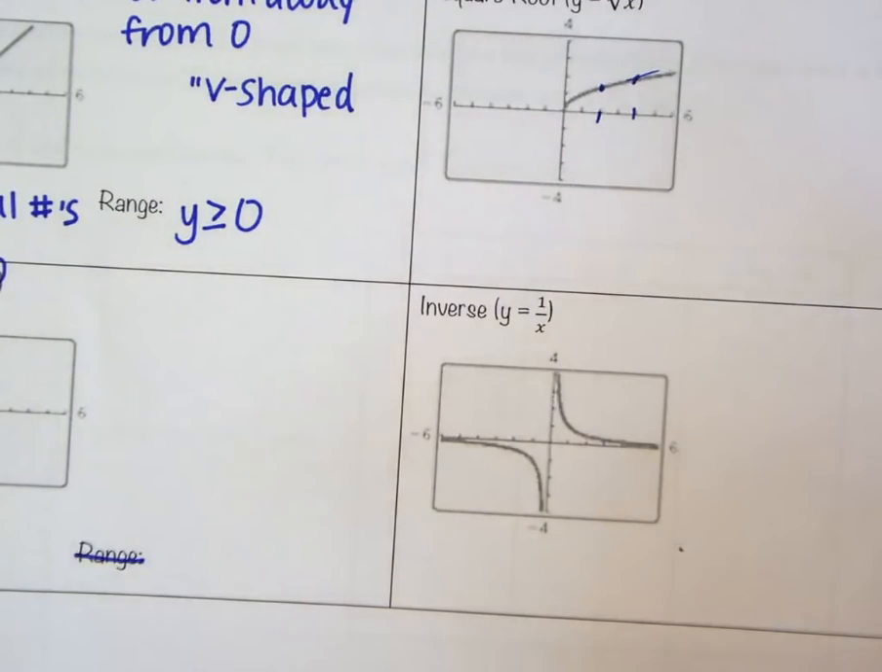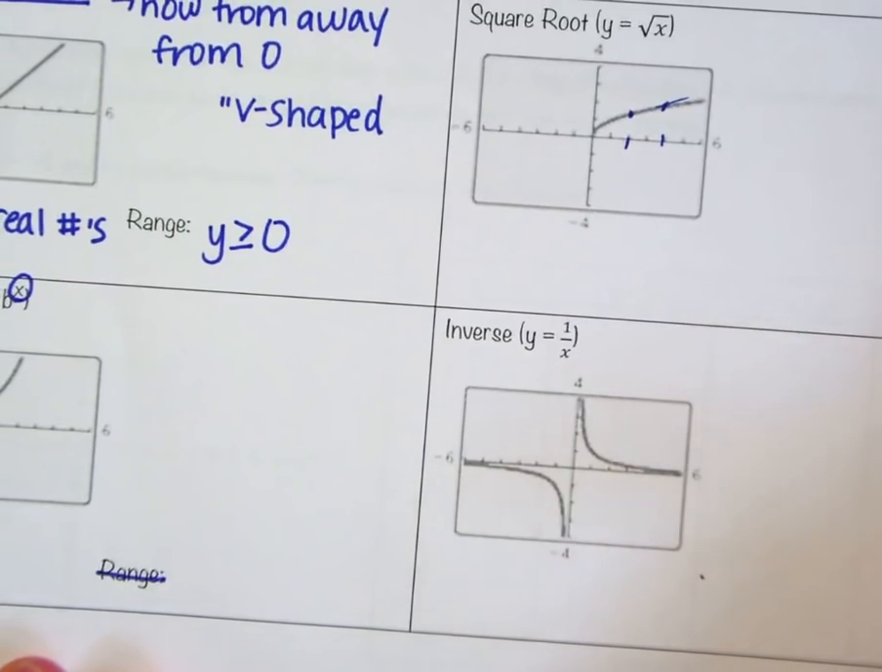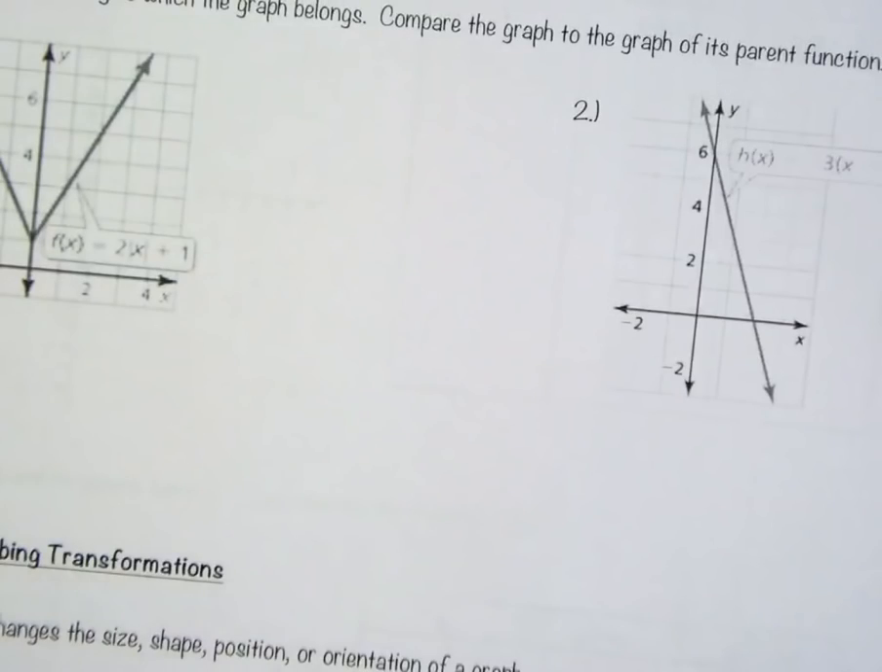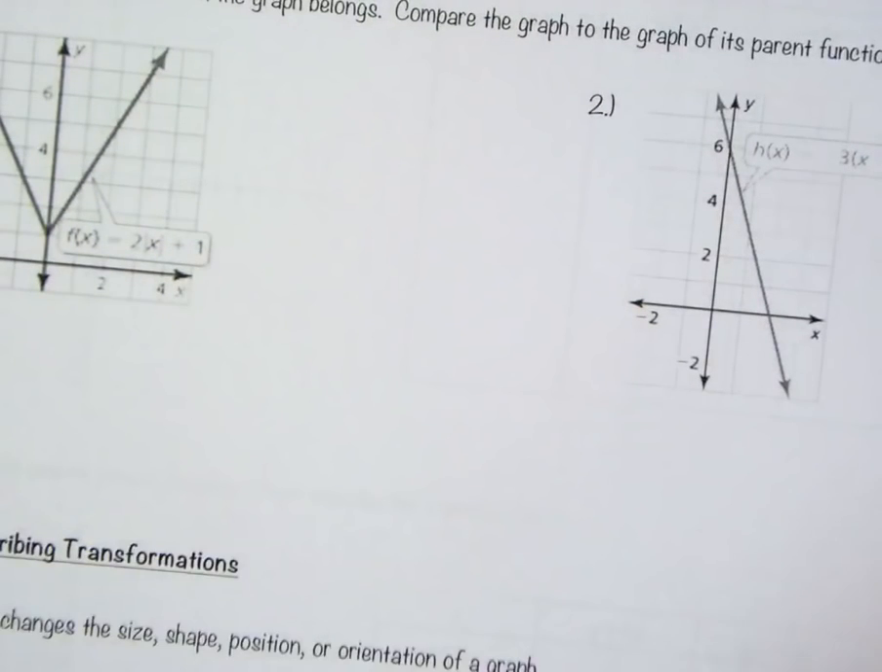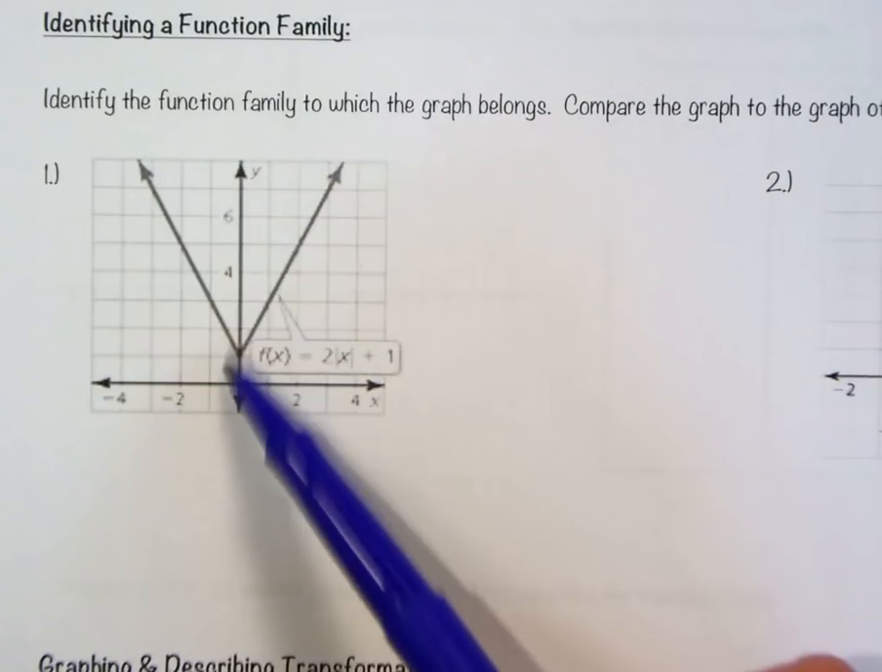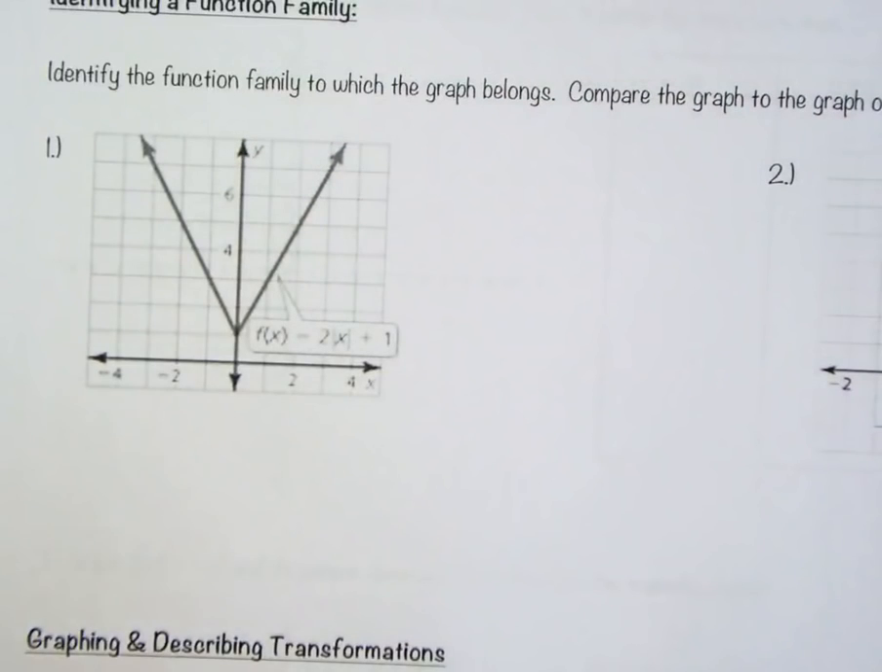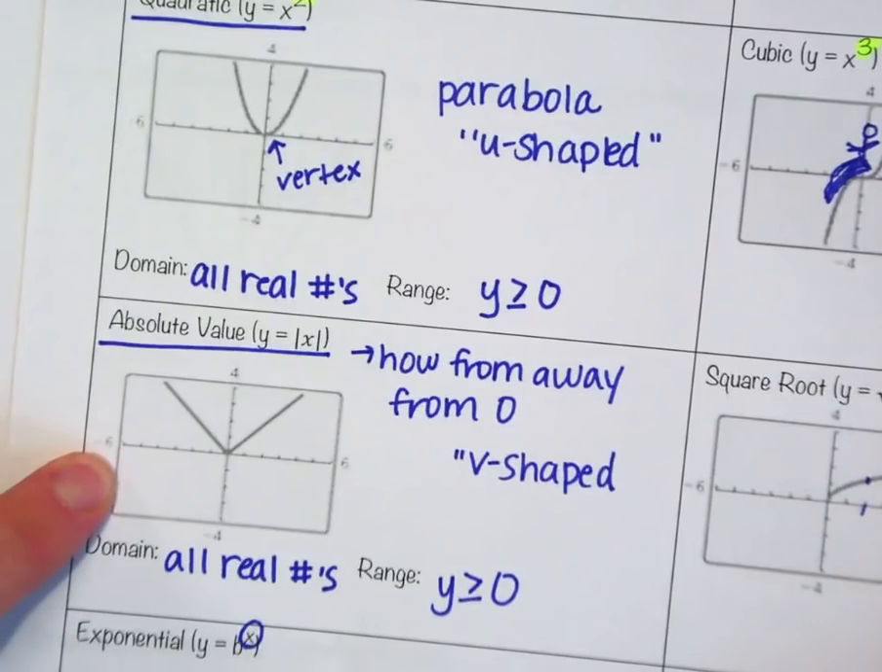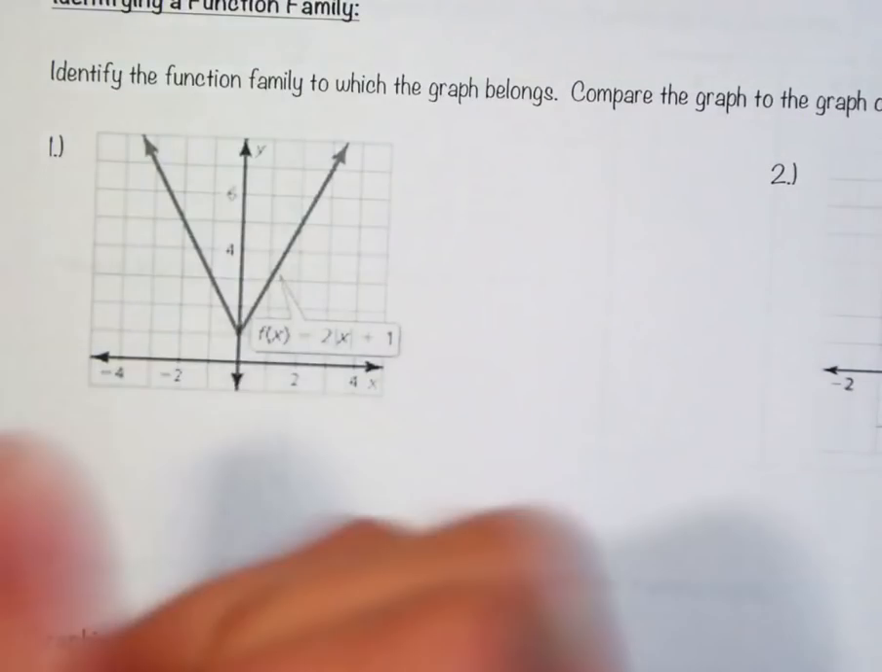Okay? All right, so now let's look at some of the specific transformations with these parent functions. So let's just first identify the function family to which the graph belongs. And then we're just going to do some comparisons before we really get into how we discover or determine the specific type of transformation. So when I look at this, I see that it's V-shaped. So that means that this is part of the absolute value family.